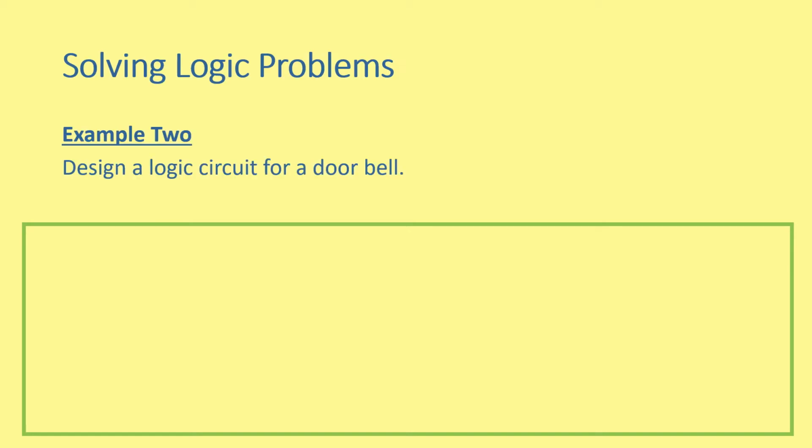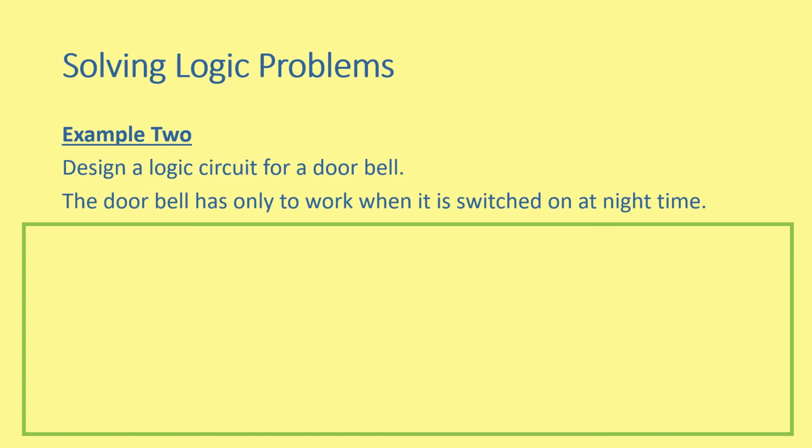Example 2. Design a logic circuit for a doorbell. The doorbell has only to work when it's switched on at night time. So let's think about what needs to happen for a doorbell to turn on. Well, someone needs to press the button, don't they? So we could say a switch or a push switch or a button there. And also we need a light sensor.